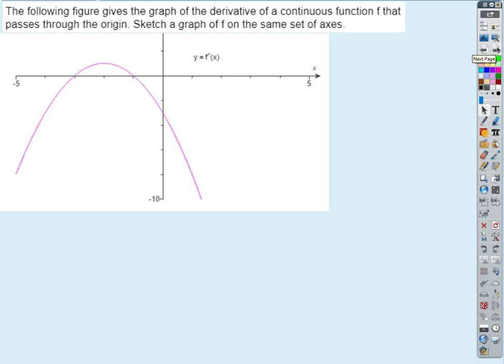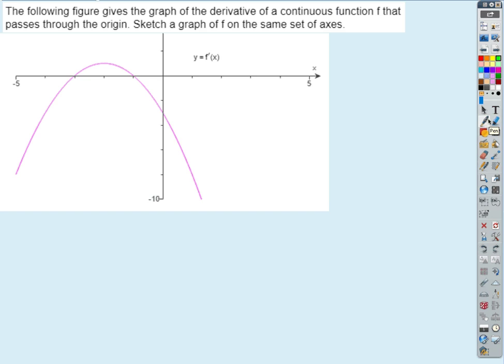So what about this? I'm giving you the picture of a derivative of a function. Sketch a graph of f on the same set of axes. Okay, well, we've done stuff like this before, right? But now it should be easier for us, having talked about the first derivative test and what it means to be a maximum versus a minimum, in terms of increasing and decreasing behavior, the sign of the derivative.